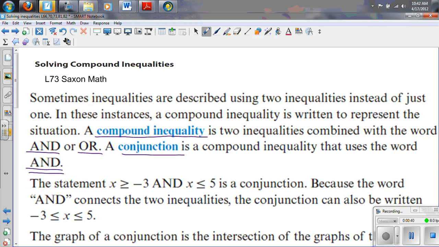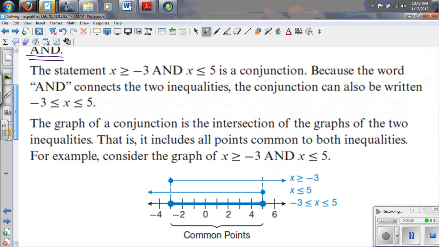So if you have a statement like x is greater than or equal to -3 and x is less than or equal to 5, that's a conjunction. And it's a conjunction because the word "and" connects the two inequalities. So here's a graph of the two of those.